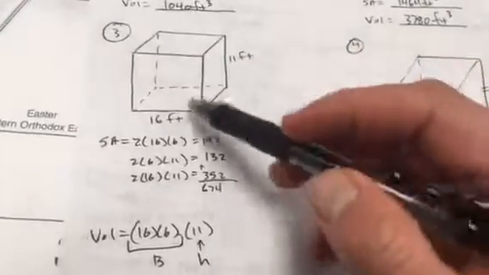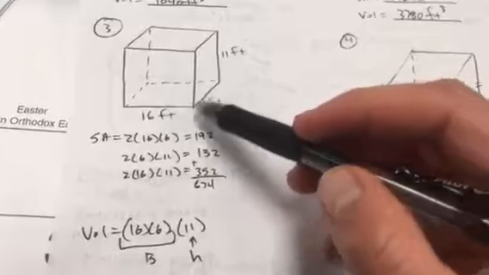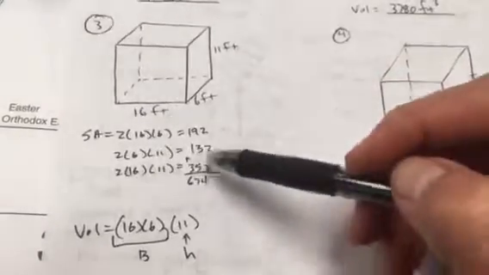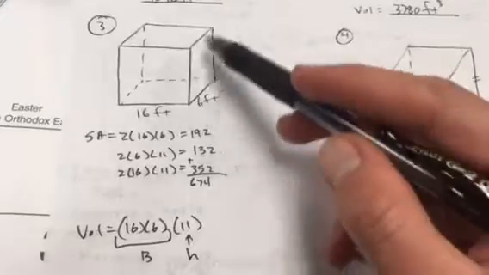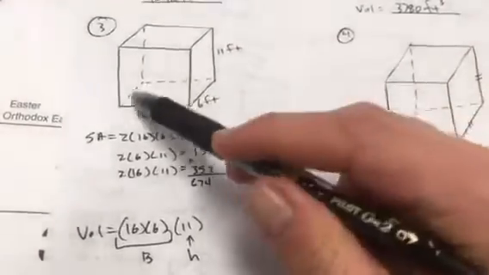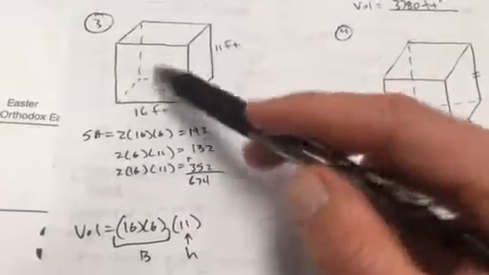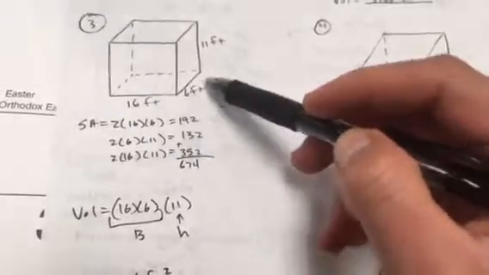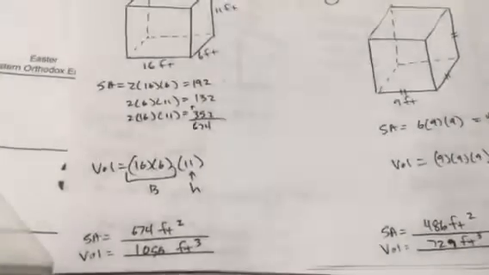Surface area here, folks, you've got a bottom and a top that's 16 by 6. You've got a right and a left that's 6 by 11. And you have a front and a back that's 16 by 11. All right, and then volume is length times width times height. Those are the two numbers that we get.